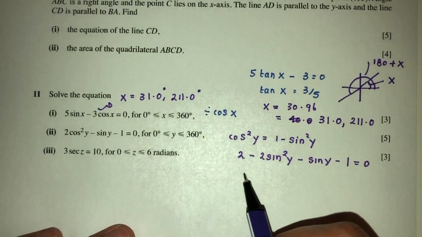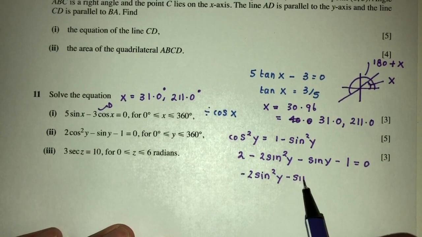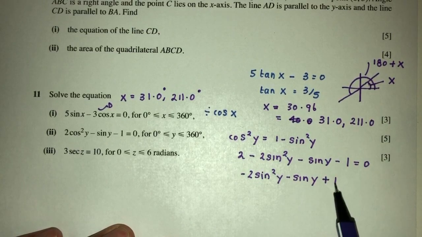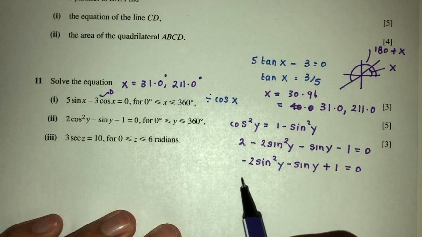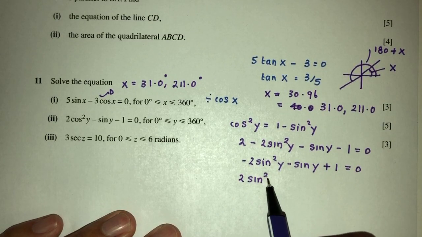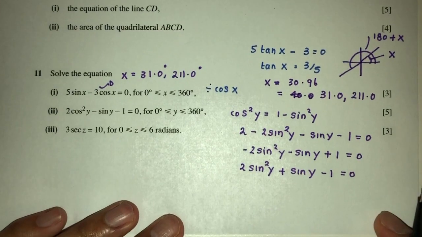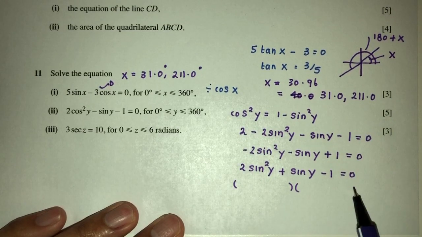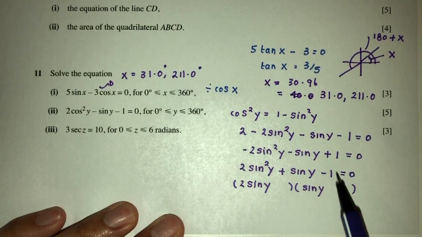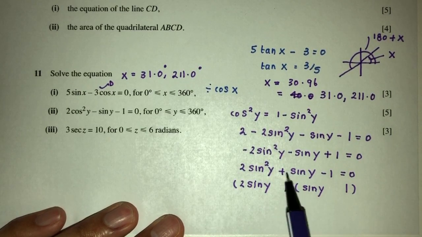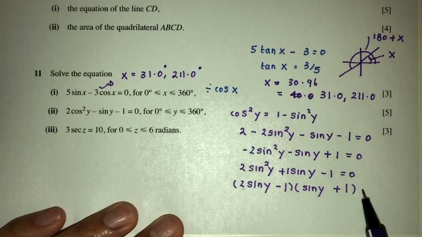So you will have minus 2 sine square y minus sine y. So 2 minus 1 is plus 1 is 0. Now let's simplify. Let's send everything to the other side because this is negative. You will have 2 sine square y plus sine y minus 1 is 0. Now let's factorize. That will be 2 sine y, sine y, 1 is 1 times 1. Now to get plus 1 here, we have to have plus 2. So plus 2 minus 1.